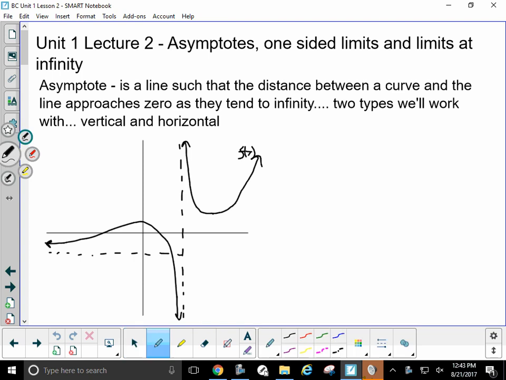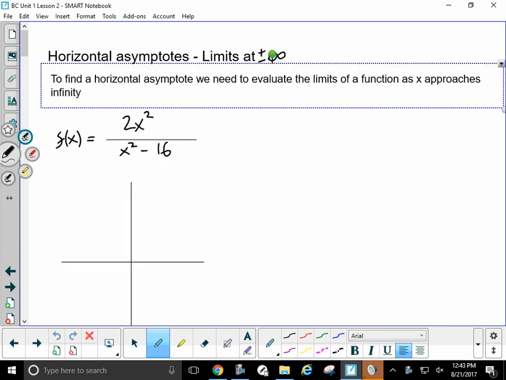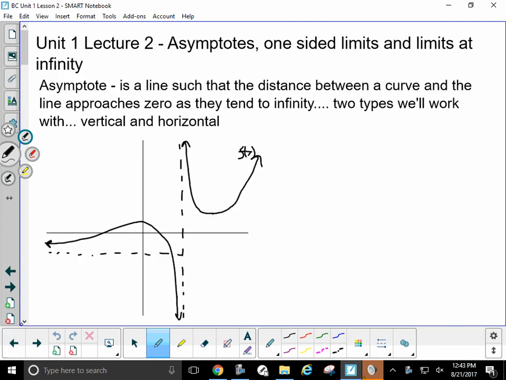Okay, today we're going to talk about asymptotes and limits around asymptotes. We'll be doing calculus definitions of asymptotes. You've looked at asymptotes in the past, but maybe not in this way. So here's our definition of an asymptote: a line such that the distance between a curve and the line approaches zero as they tend to infinity. We'll deal with and talk about horizontal and vertical. It's a big lesson, so make sure we are attentive.